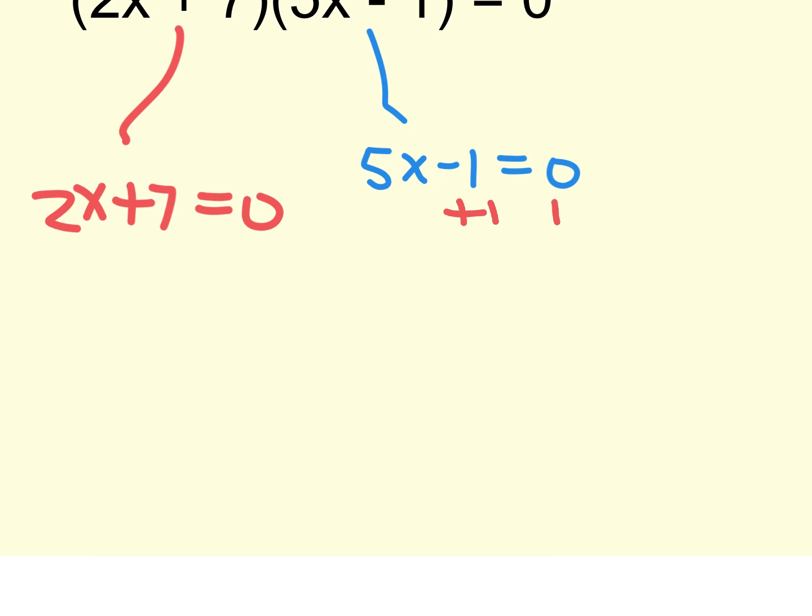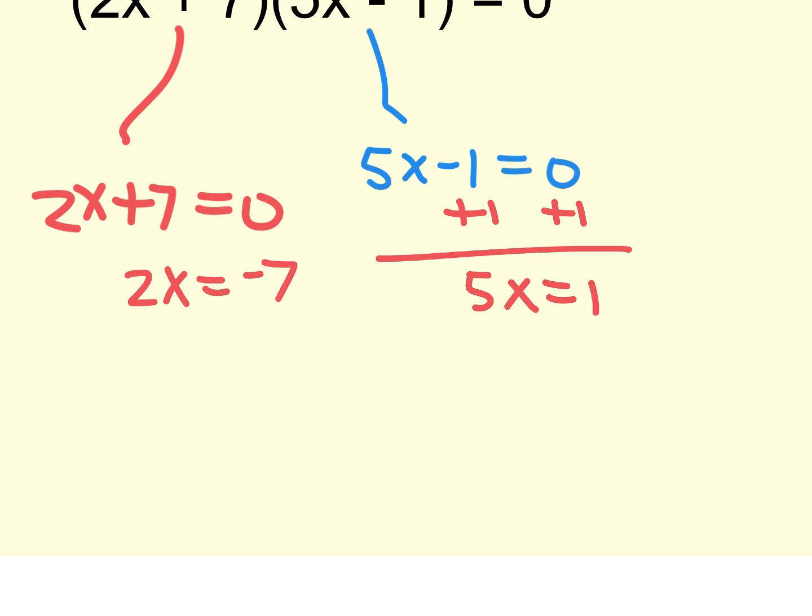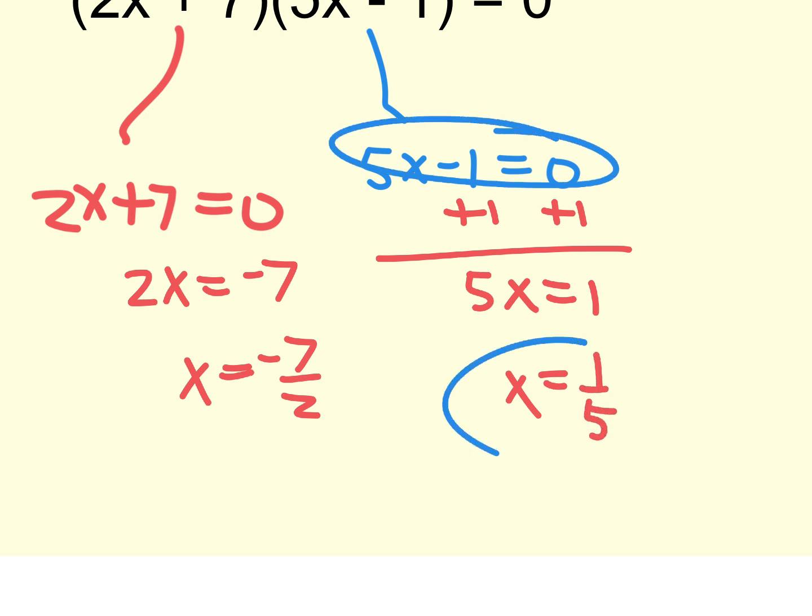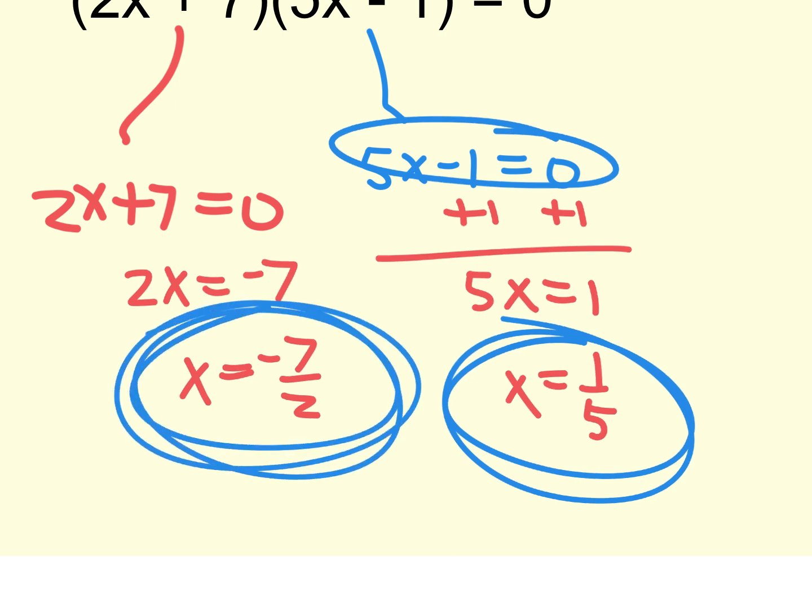I'll finish this. 5x equals 1. Stay still. We're not leaving quite yet. 2x equals negative 7. X equals negative 7 over 2. And x equals 1/5. Those definitely are the hardest ones. But you set them equal to 0 and you solve them. And those are the x-intercepts.